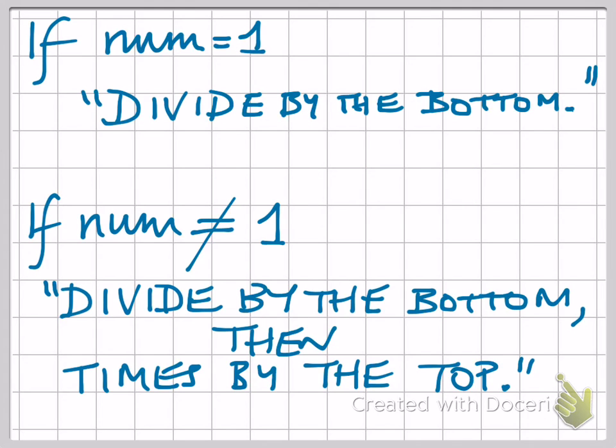So, the chart to remember. If the numerator is 1, you just have to divide by the bottom. If the numerator is not 1, you divide by the bottom, then times by the top.